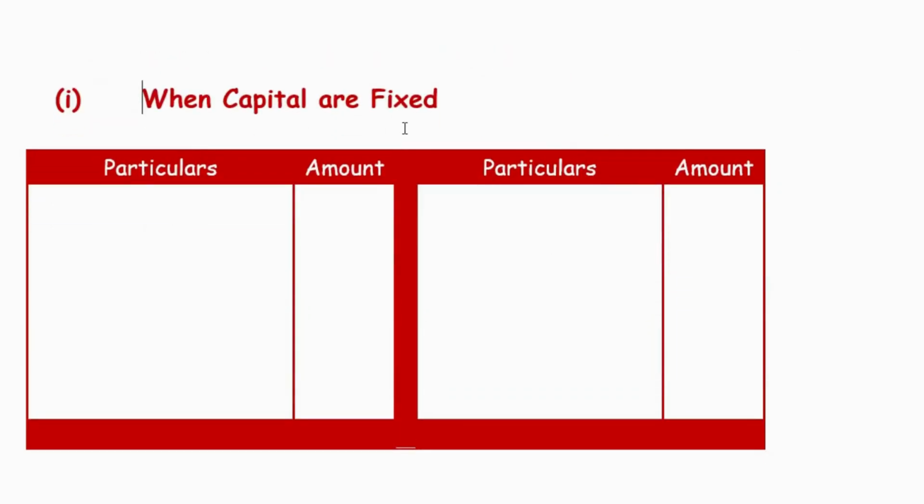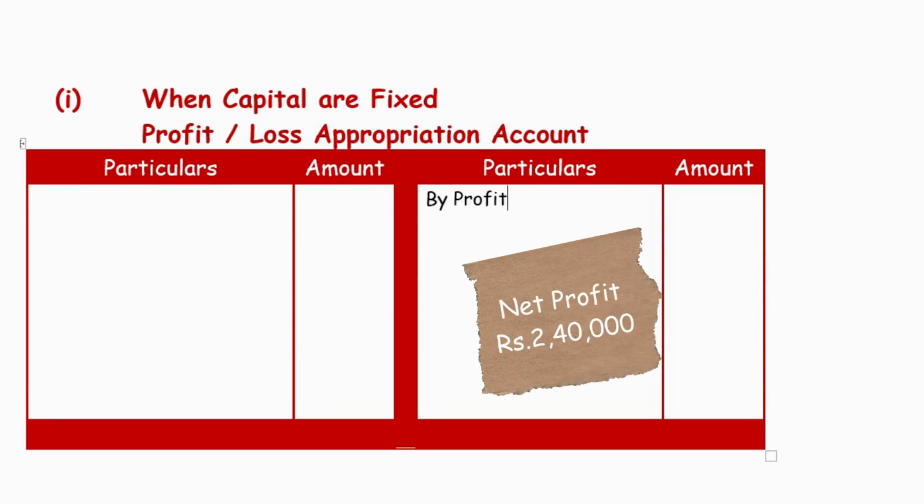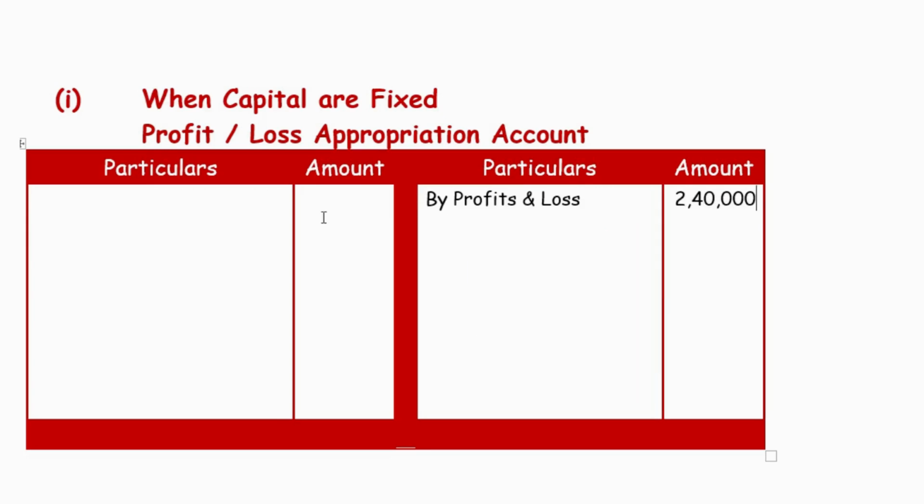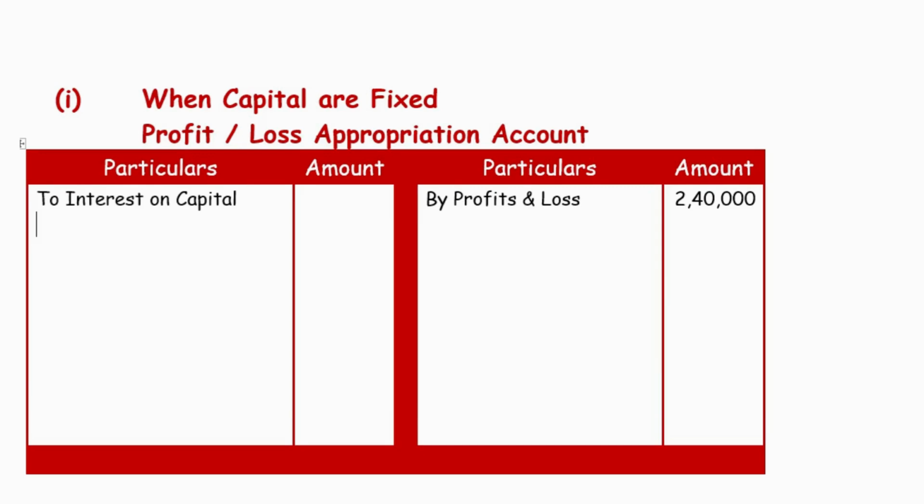Before preparing that, we will make the profit or loss appropriation account. In the question, we are given the profits before all these adjustments, that is the profit or loss account, as 2,40,000, and we are given the interest on capital. Directly the amount is being given and we transfer it to the partner's current account.